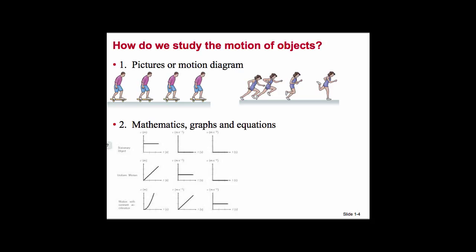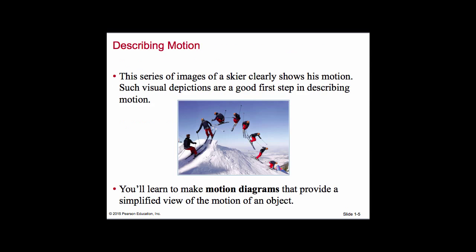Now, to represent this motion, we can either use pictures, as you can see here, or graphs and equations. We're first going to look at pictures, motion through pictures. They're called motion diagrams. What we see here is a time-lapse photography of this skier, and you can get an idea of what this skier's motion is, where the top of the motion is, where they land, and so on. And this is called a motion diagram.